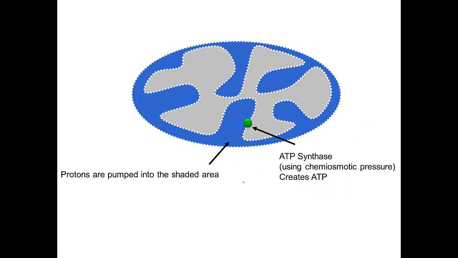As I said earlier, protons are pumped into the shaded area, and ATP synthase is used to create ATP. Just like in photosynthesis, the protons will flow downhill, and in the process, ADP will be made into ATP.